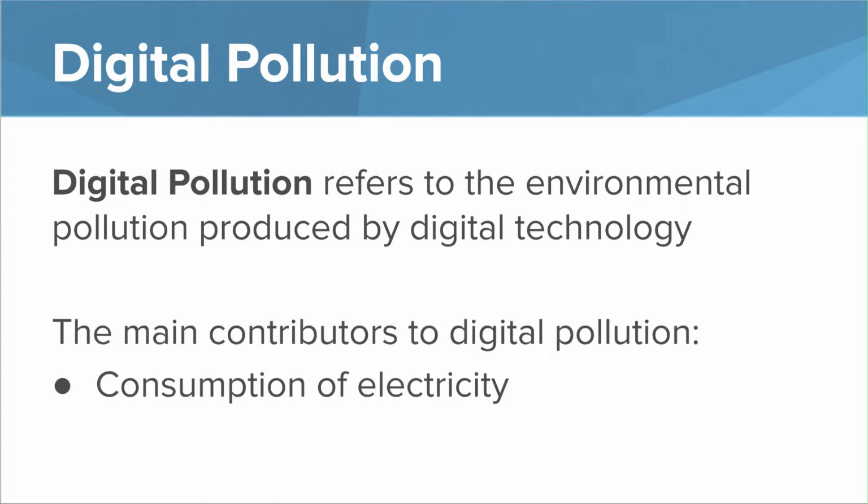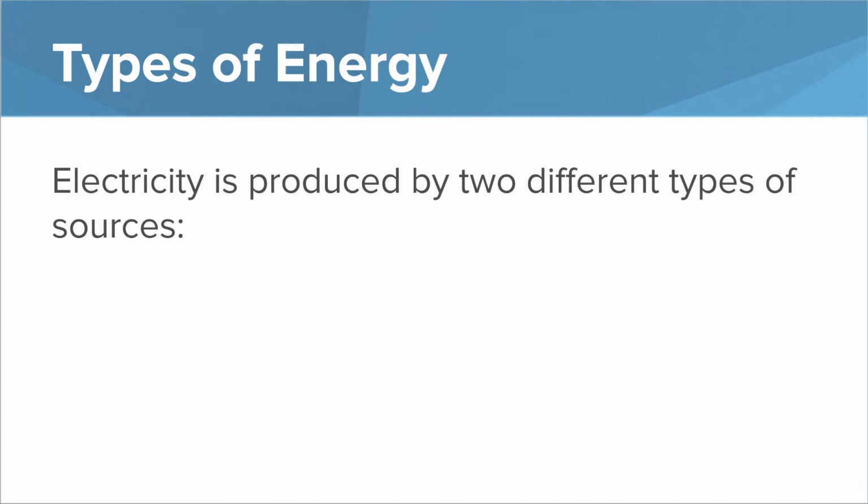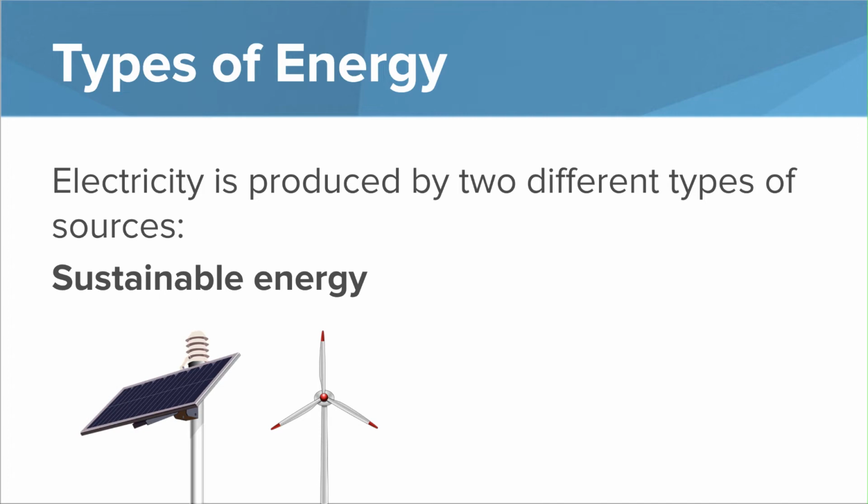One of the main contributors to digital pollution is the consumption of electricity. Although electricity itself is a clean and relatively safe source of energy, the sources that are used to generate electricity may not be clean, and they can lead to negative impacts. The energy sources used to produce electricity can fall into one of two categories. The first one is sustainable energy.